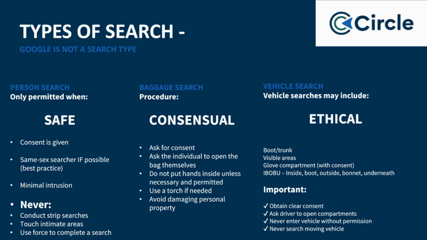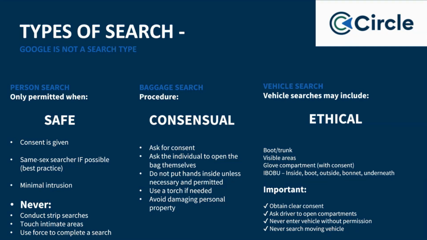Now, on a vehicle search, it's the same as the person and the baggage search. You are to always ask for consent. Once consent is given, you are to search each area, and after every area, ask for consent. Example: good afternoon, may I search your vehicle? Consent is given. You've searched the inside seating area. Now you want to check the glove box. You have to ask for consent to check the glove box, or direct the driver to self-search the vehicle and get them to open the compartments for you so you can visually examine all the contents.